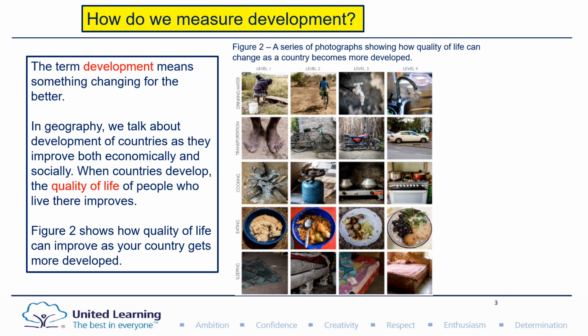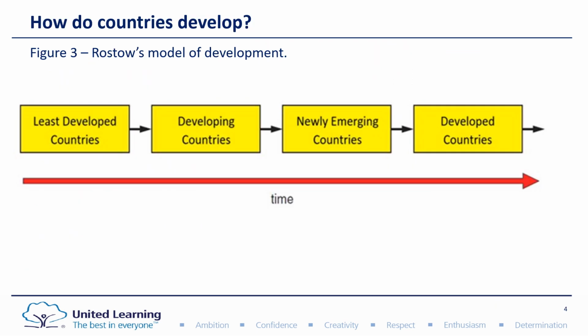So over time, quality of life in developed countries, high-income countries, is better than the quality of life in a low-income country. This is just Rostow's model. It's a little bit old, but it's worth showing you that this model shows that over time all countries will go through the journey from an LIC, a low developed country, to an HIC, a developed country. It just takes time. All countries are on the same journey.